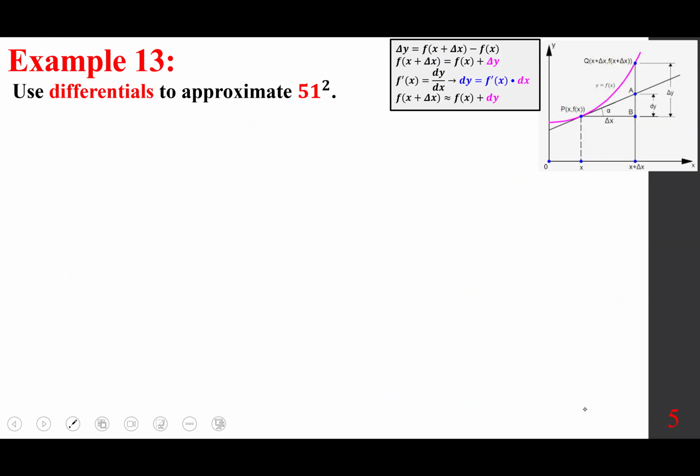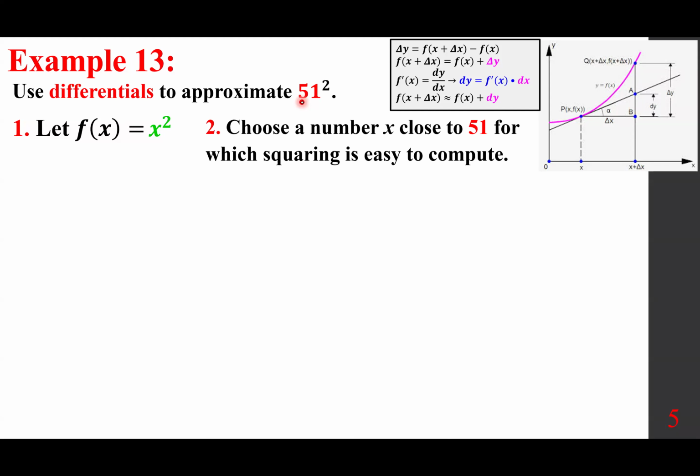Use differentials to approximate 51 squared. How do we do that? Number one, we need a function. What function? All you have to do, read this. 51 squared. What operation are we dealing with? x squared. So we are dealing with the squaring operation. So that operation gives you the function. The next one is to choose a number x, which is close to 51, and we can easily square it. Obviously, the answer is 50 because we should know 50 squared is 2500.